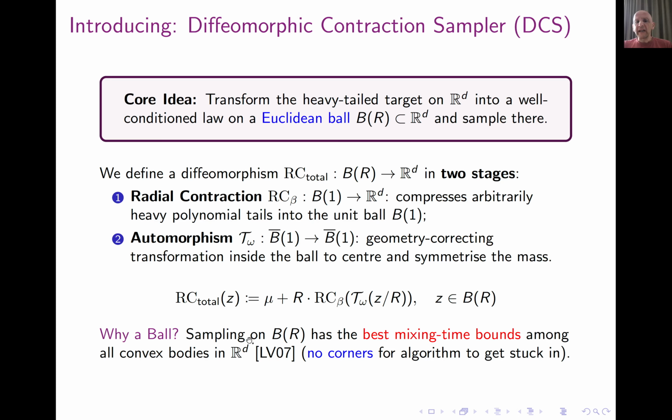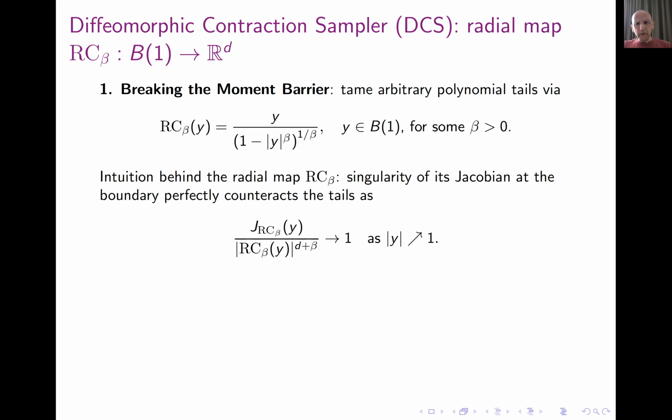Now, why a ball, right? The ball is not arbitrary in this case. The reason is that we know from the literature on sampling of convex bodies, this famous paper by Lovász and Vempala, that you want your convex set to have as few corners as possible. And a convex set that has a constant curvature boundary has, of course, no corners and will provide the best setting for the best non-asymptotic results.